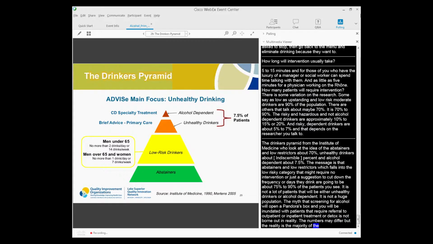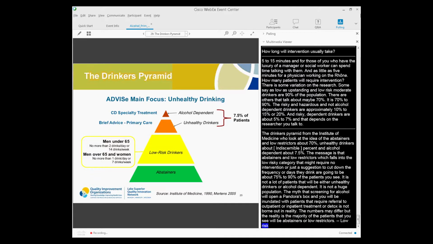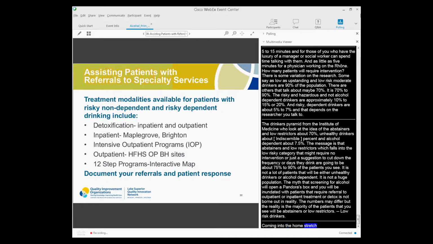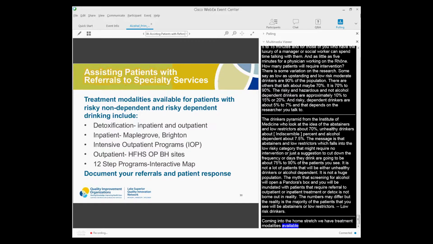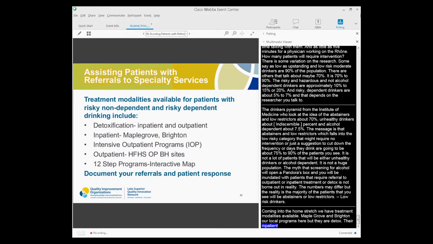They're easily dealt with. Okay, so coming into the home stretch here, we have treatment modalities available. We have, and this is the Maple Grove and Brighton local programs here, detox, inpatient and outpatient detox. There's inpatient programs, intensive outpatient programs, which really meet typically 4 days a week for 3 or 4 hours. Outpatients, and there are 12-step programs, Alcoholics Anonymous, Narcotics Anonymous.